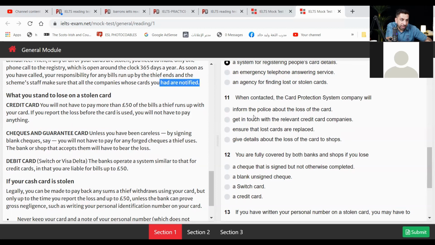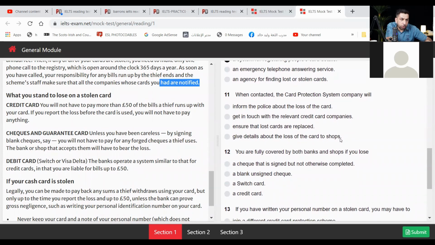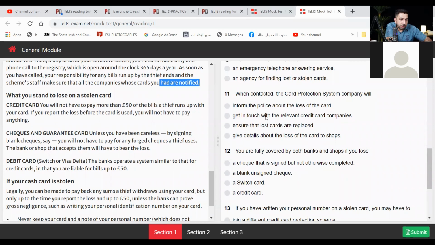Instead of the word notified here, what does it say? Give details about the loss of the card to shops. I think it's the second one. Yeah, you're pointing at it. So it's get in touch with the relevant credit card company, so they can stop the credit card. Let's say it's more logical, because they won't be able to inform all the shops that this credit card is stolen. Right? Okay, so give details about the loss of the cards to shops, or get in touch with the relevant credit card companies.